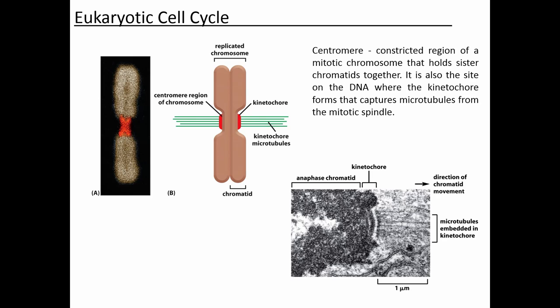Okay, so the centromere is the constricted region where the two sister chromatids are attached to each other. And then you should know what a kinetochore is. What's going to happen is on the centromere, each sister chromatid is going to have a kinetochore forming on the centromere. So this one chromosome will have two kinetochores. Each sister chromatid has its own kinetochore.